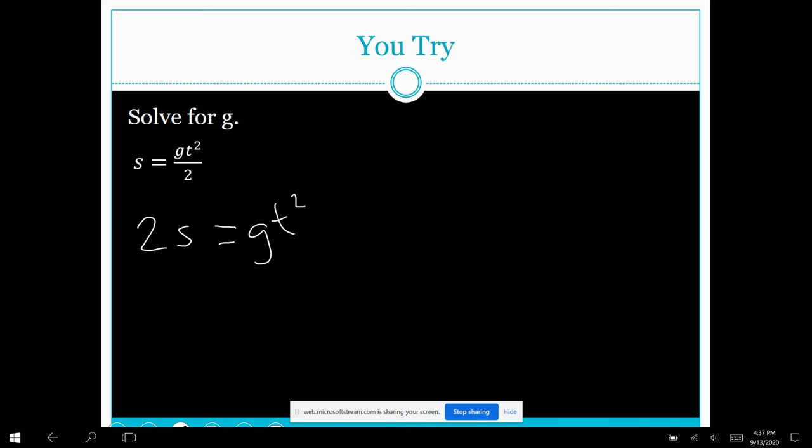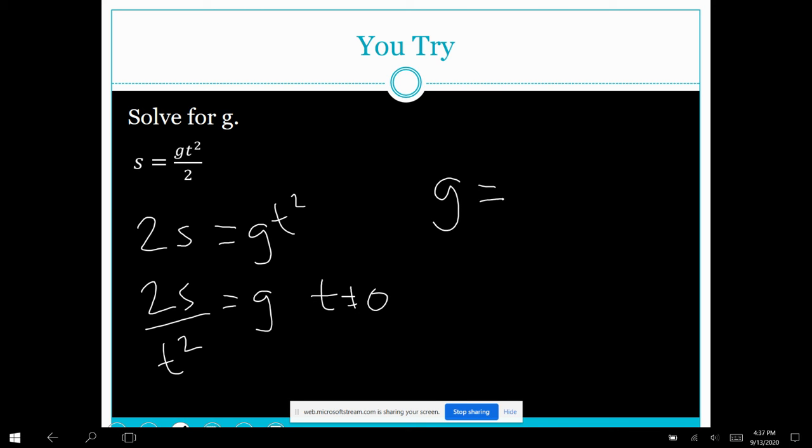Okay? And now, well, we have g times t squared, so all we need to do is divide by t squared. And we know that t is not equal to 0, because otherwise it's an undefined fraction. I would like you to write that variable we're solving for on the left, g equals 2s over t squared.